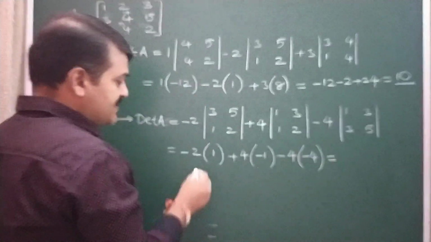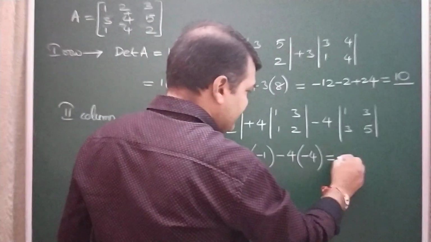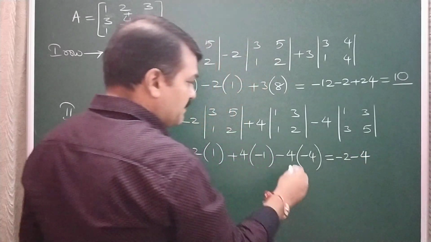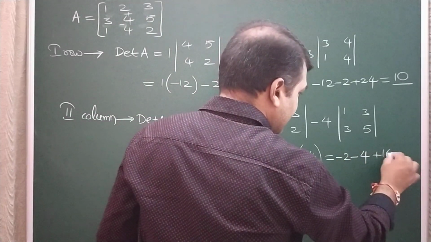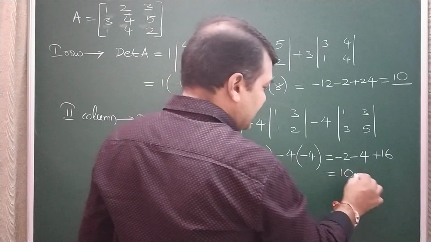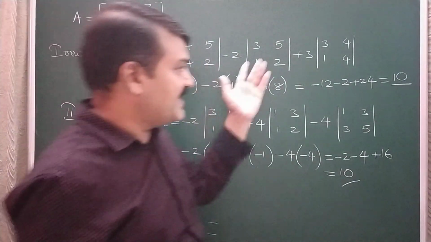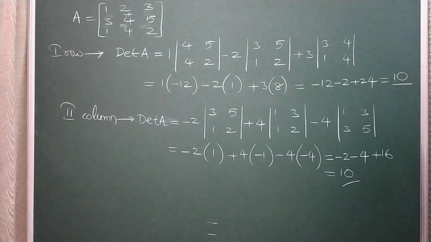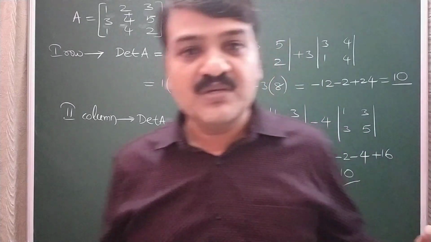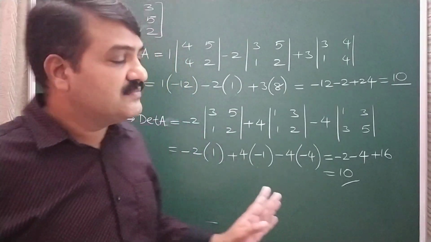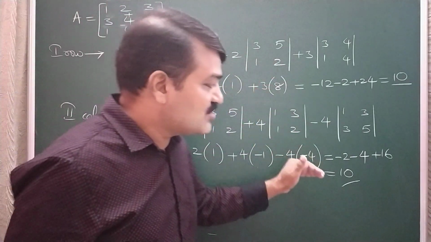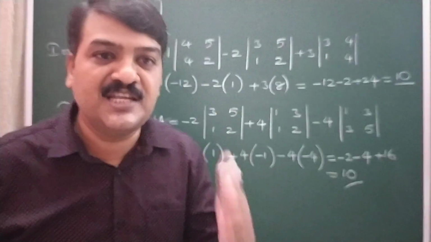So what you are getting, see, minus 2 minus 4 plus 16. So what is the determinant? It is 10. Same answer you are getting. Using the first row also the determinant we got is 10. Using the second column also we got the determinant as 10. So clearly you can see that for finding the determinant you can use any row or any column. Which column, which row we use is our discretion.